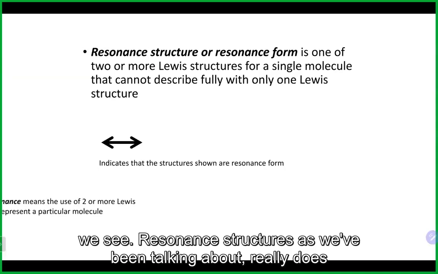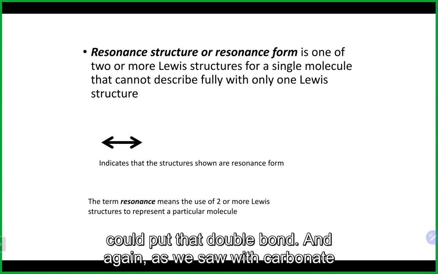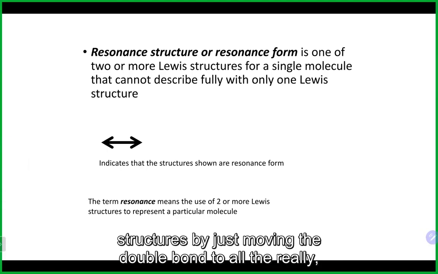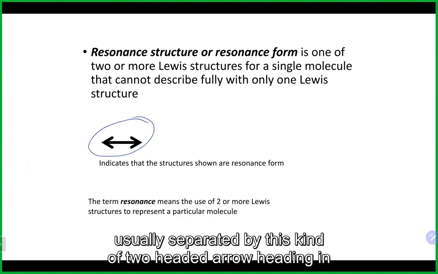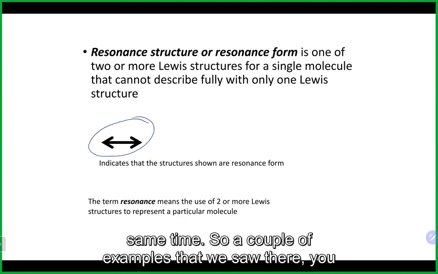Resonance structures, as we've been talking about, really do develop anytime you have more than one option as to where you could put that double bond. And again, as we saw with carbonate and with nitrate, you could draw equivalent structures by just moving the double bond to all the possible positions it could be at. Again, they are usually separated by this kind of 2-headed arrow heading in both directions if you were to draw all of the structures at the same time.